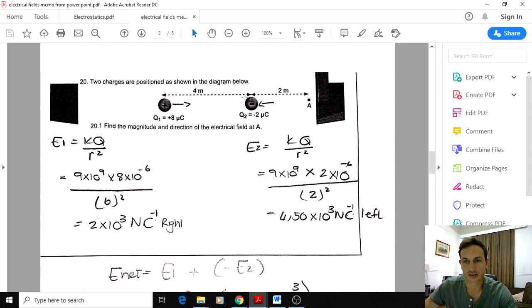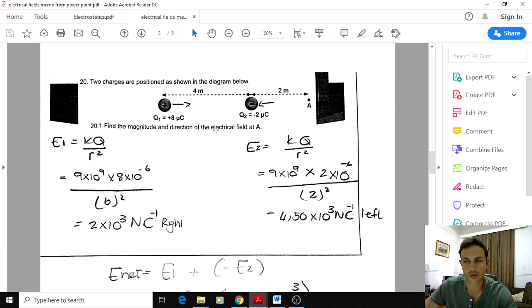Here are the distances in meters already. They've given us the charges, so it's not that difficult. Calculate the electric field strength due to Q1. That's 8 times 10 to the power negative 6. And the distance is 6 meters, which is 4 plus 2. And you get your answer there.